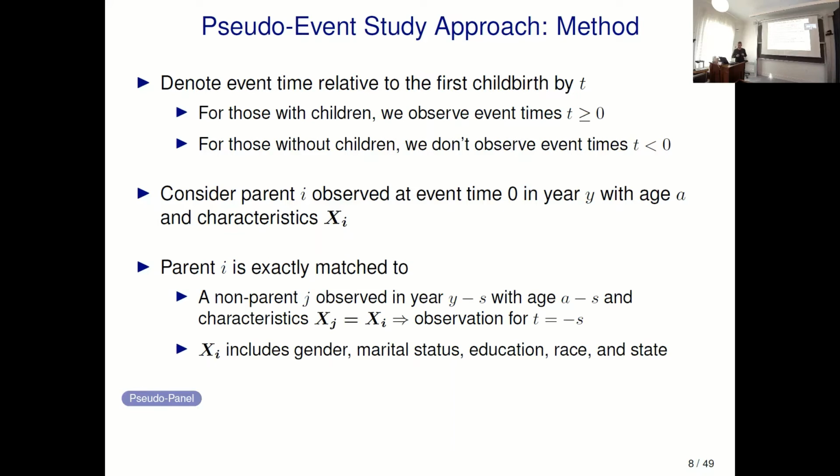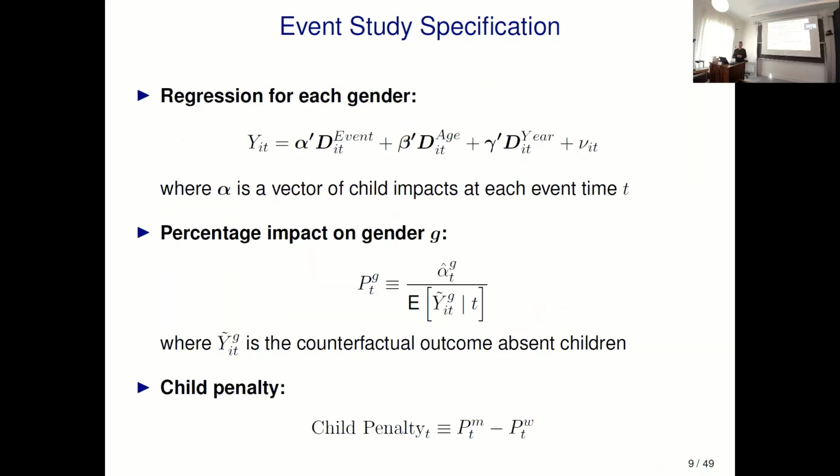Now we have our pseudo panel, and with that we can implement the usual event study approach that we've been doing, and other people have been doing in a bunch of papers to estimate child penalties. We're now just going to treat this as a panel, and regress labor market outcomes on event time dummies, controlling at the same time for life cycle trends through these age dummies and calendar time trends through these year dummies. This is the specification that underlies many of those graphs that I showed you yesterday. Then we're going to focus on the percentage impact of children on each gender. We're going to implement this separately for each gender, and we're going to focus on percentage effects here. So this is just the event time dummies divided by the counterfactual outcome.